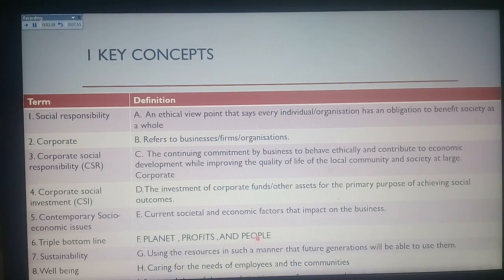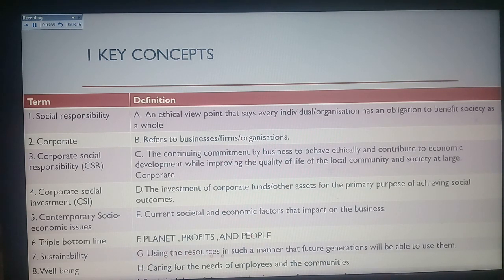People. When we are referring to the people, we are referring to the people who are there in the society. We are referring to the employees within the business. We are saying the business has a responsibility or an obligation to ensure that these people are taken care of. It can either be inside the business or outside the business.